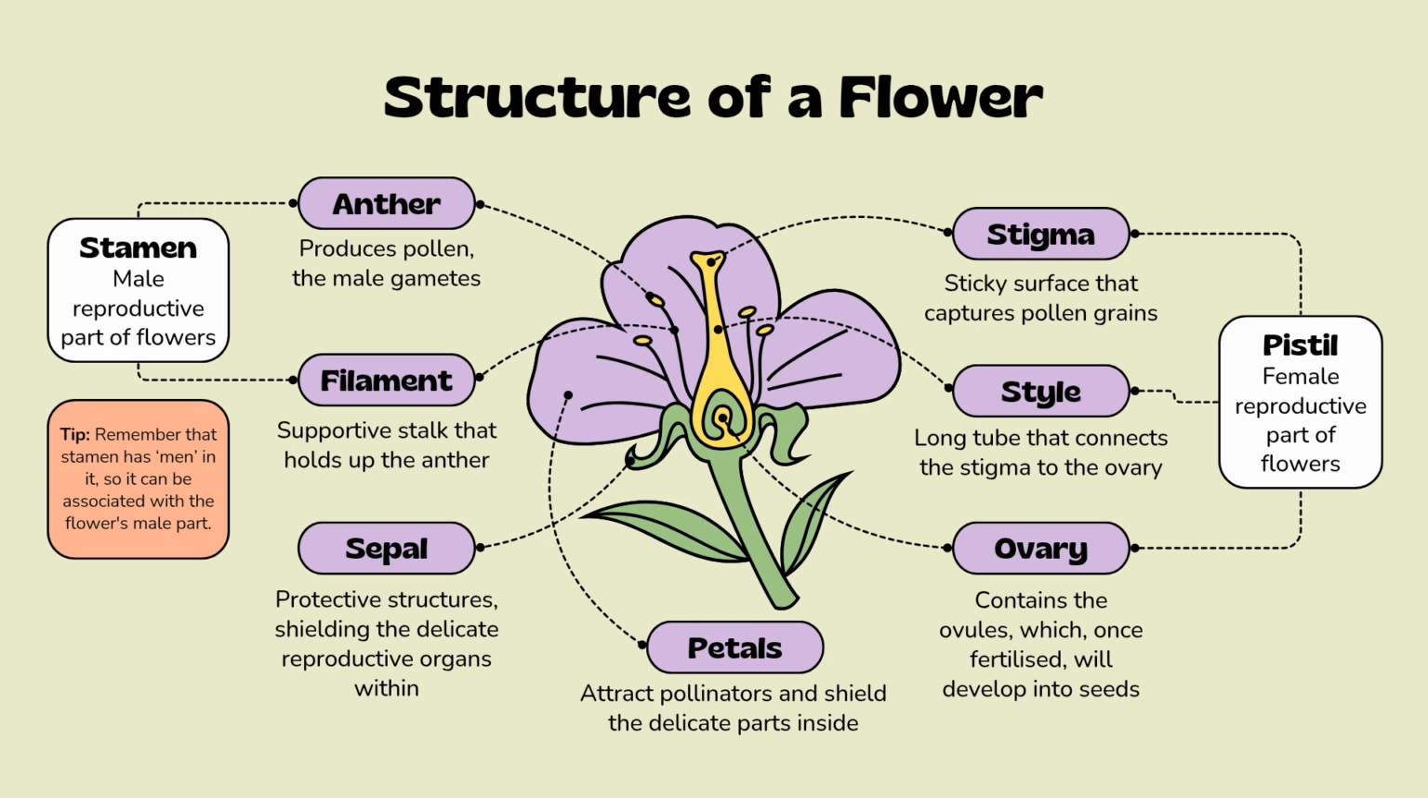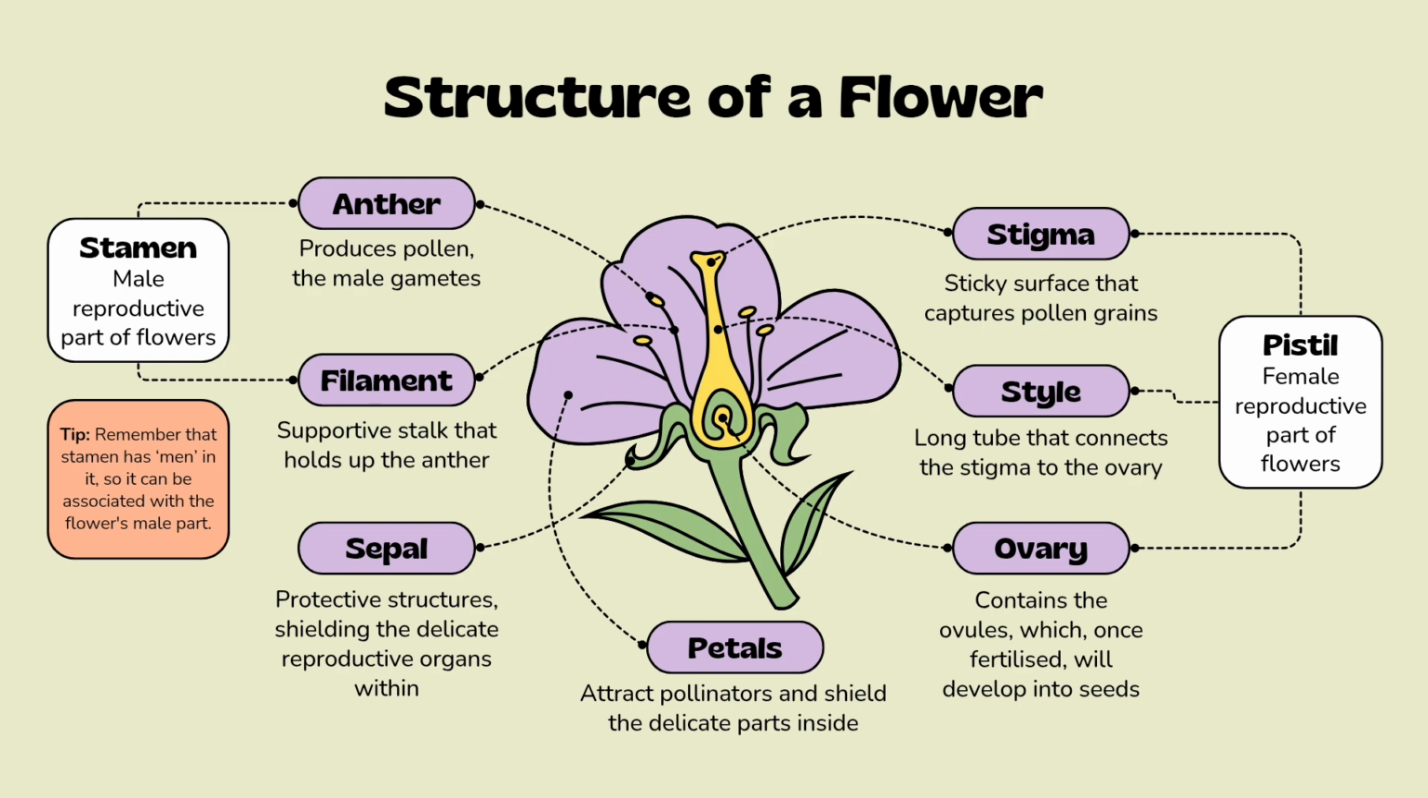Apart from these reproductive parts, flowers also have petals and sepals. Petals are colorful and attractive. They act like advertisements saying, "Hey bees, come here." Sepals are the protective outer parts. They protect the flower when it is still in the bud stage.